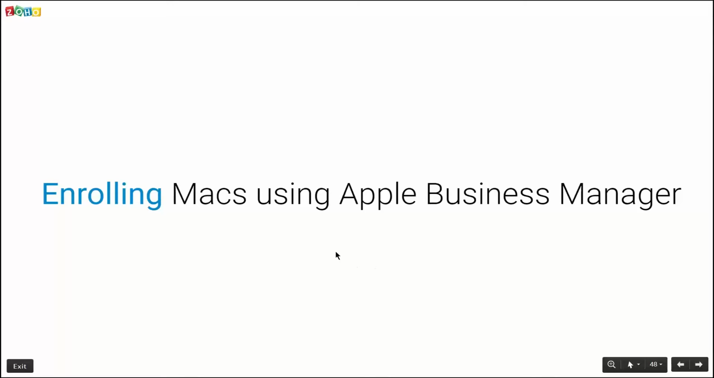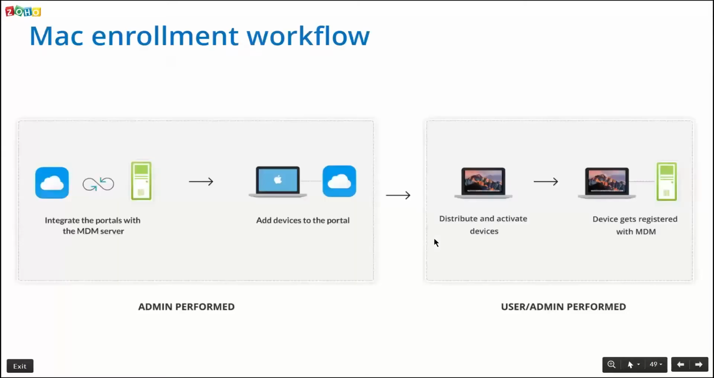Let's now move on to enrolling Mac machines using Apple Business Manager enrollment method. Just like autopilot enrollment, we will begin with integrating the ABM portal with MDM. Once our customer details are added to the ABM portal, all the devices we purchased will be mapped to the portal. We can either activate the device and distribute it to employees, or we can let the users activate the device by themselves. Once activated, the devices will be registered with MDM.